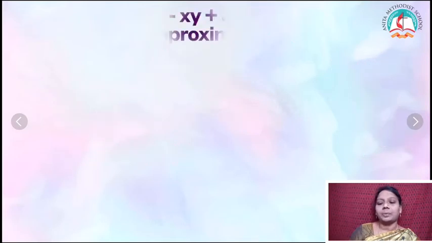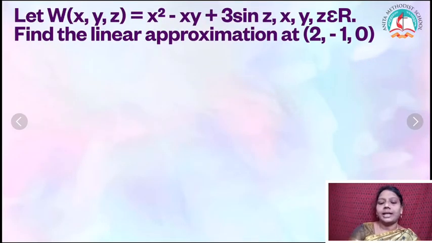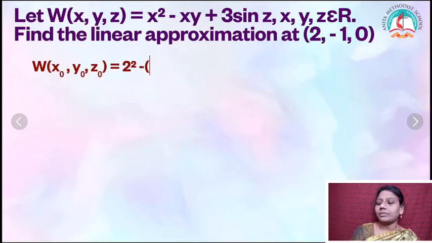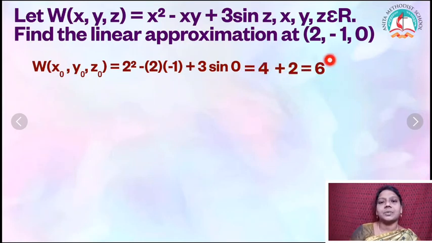Okay, let me do one more problem with 3 variables. So let w of x, y, z be the function given to us, and find the linear approximation at a point. Because I have 3 variables, the point has 3 values: 2, minus 1 and 0. Now what is the thing we have to find out? w at this point, then dou w by dou x at this point, dou w by dou y at this point, dou w by dou z at this point. Then we have to substitute there. So one by one we are going to find out. First I am going to find out w. If I am substituting the values, then I am getting the result equal to 6.